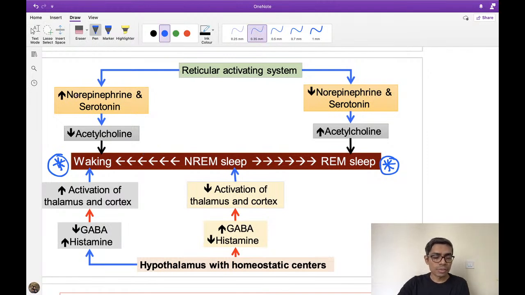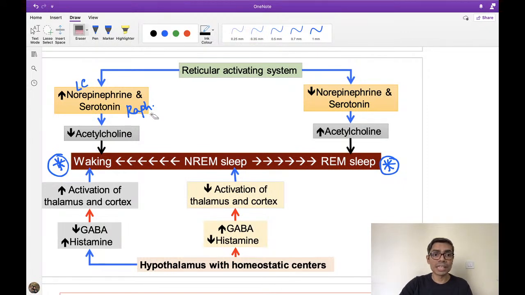So see here, I told you that the locus coeruleus produces this norepinephrine, and serotonin comes from the raphe nucleus, raphe magnus. So these two nuclei are part of this reticular activating system. Okay, and there are various other nuclei also. Whenever these nuclei are producing huge amounts of norepinephrine and serotonin, they are going to maintain your wakefulness.